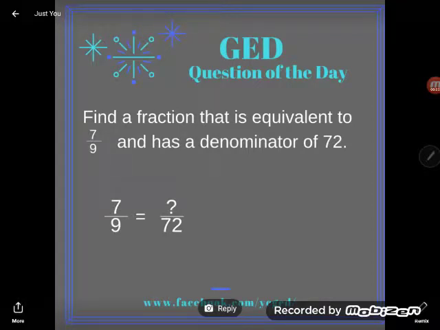Hey GED students, it's GED question of the day time, and today I'm asking you to find a fraction that is equivalent to 7/9 and has a denominator of 72.